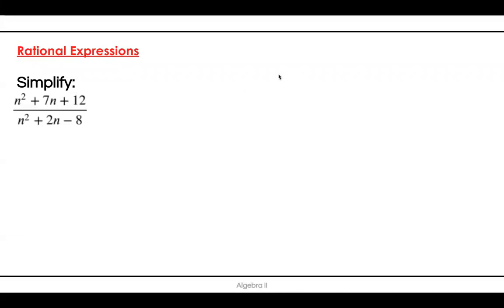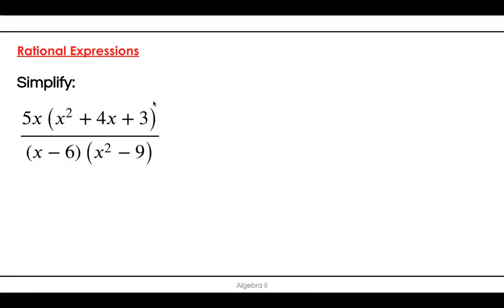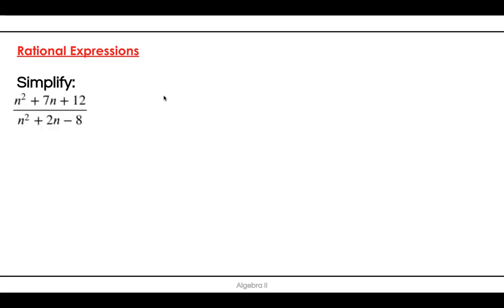Next, I have n squared plus 7n plus 12. So next, now I want to simplify the numerator. So what multiplies to give me 12 and adds to give me 7? It's going to be 3 and 4. So I have n plus 3 times n plus 4.